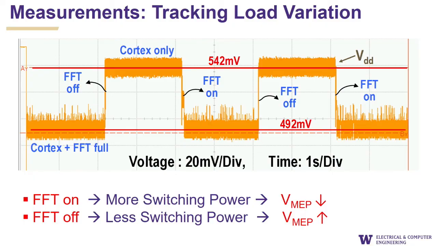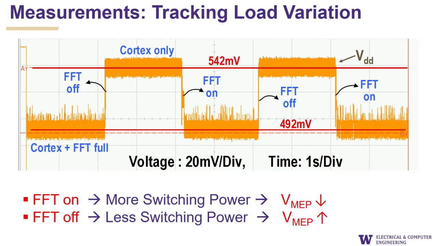The plot itself is a VDD capture, so the supply voltage that the autonomous system is basically applying over time, as I have a Cortex and the FFT turned on, then I turn off the FFT, I turn on the FFT, and so on and so forth. And as I'm going through these periods of activity of the FFT, this control loop is basically making sure that it is always finding the minimum energy point.